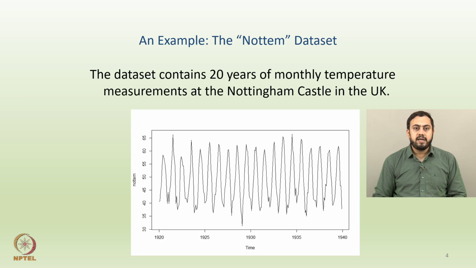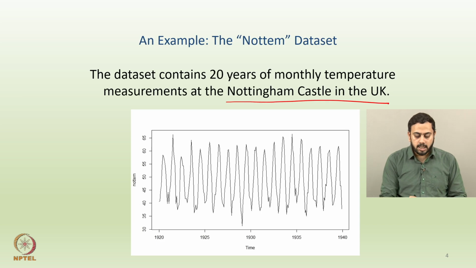The next thing we will do is take up a small example. This example is called the NOTAM data set. What exactly does this data set give you? The data set contains 20 years of monthly temperature measurements at the Nottingham Castle in the UK, alright. The time span is 20 years, and the data is monthly temperatures over the entire time span. Starting in 1920 up to 1940, all these peaks or troughs that you see are nothing but monthly temperatures.